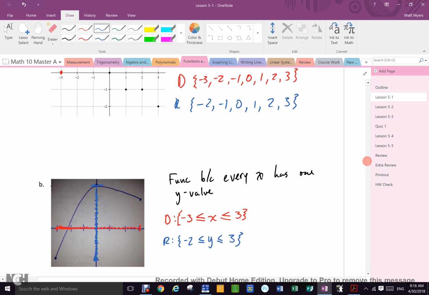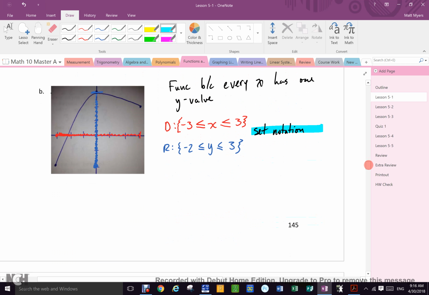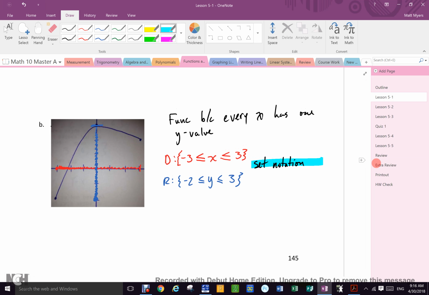We're going to do a ton of these. Everybody's cool? And I'm going to give you a shorter way to write this because this is cumbersome. This is what we call set notation, because we write it with the squiggly brackets. Everybody good?